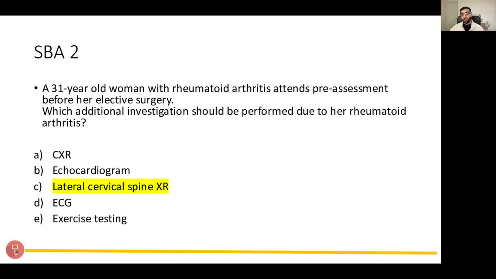So again, when patients undergo a general anaesthetic, we need to intubate. And to do this, we have to crank the head very far back. And this is what causes that risk factor. So again, anyone with rheumatoid arthritis, remember to get a lateral C-spine x-ray.